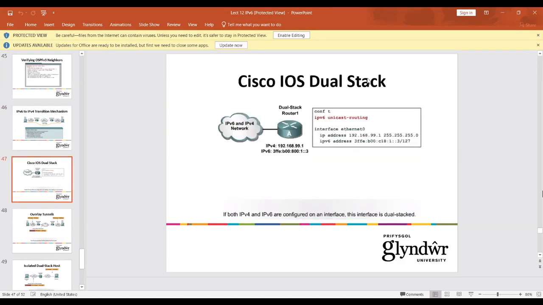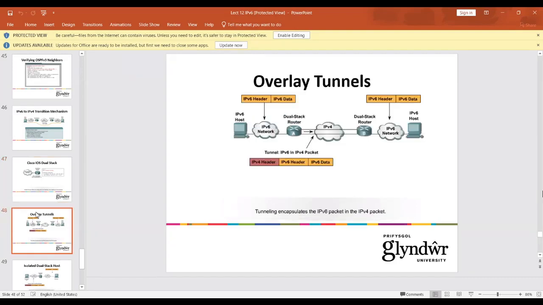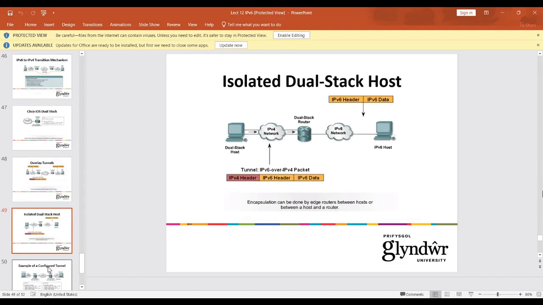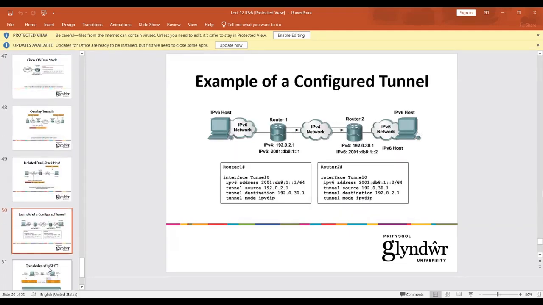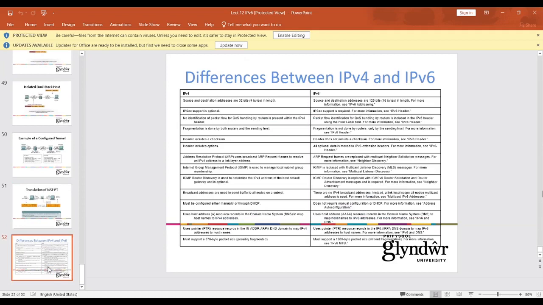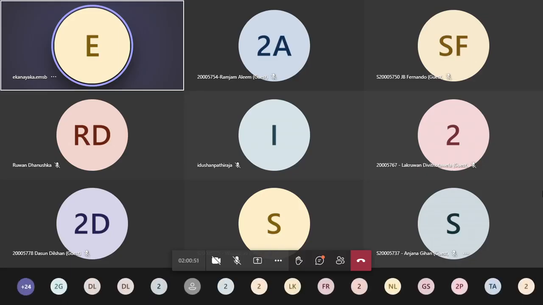So this is called dual stack, right? IP version 6 and IP version 4 conversion. In tunneling also, they have used dual stack routers, right? So these are the main differences between IP version 4 and IP version 6. Okay, I think that's enough for the time being about IP version 6.